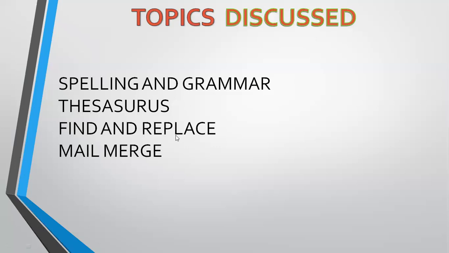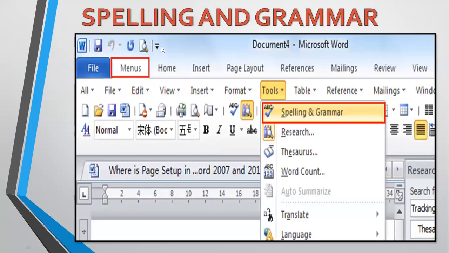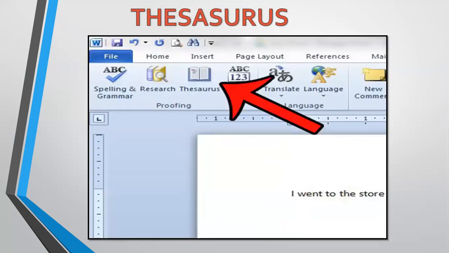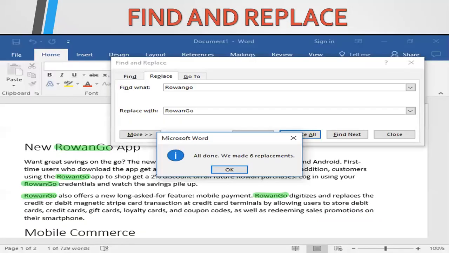So students, with this we have come to an end of the chapter. We have finished discussing spelling and grammar, the dictionary of Word, which we call the thesaurus, the find and replace option, and mail merge. Okay, so a quick review. Spelling and grammar will be available under the Review tab. Similarly, under the same Review tab, you can find the Thesaurus option also.